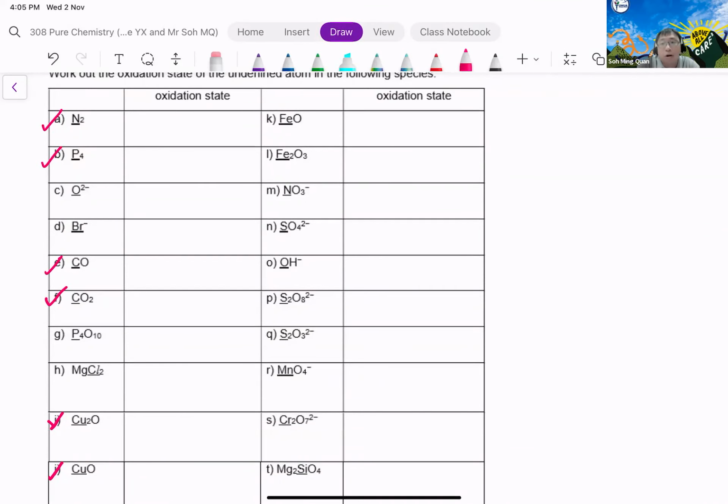If you are stuck or lost, you can just type in the chat to me so that I can help you. Otherwise, you can also unmute yourself to ask.